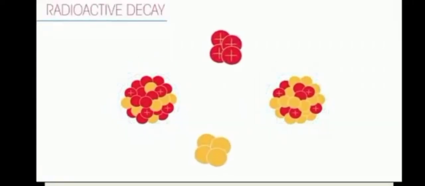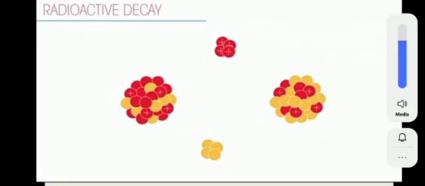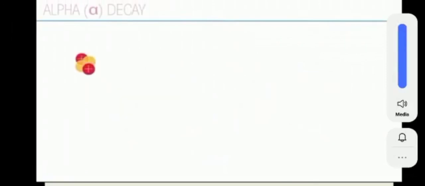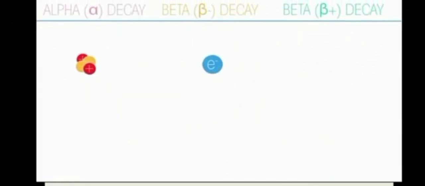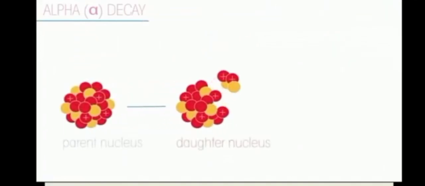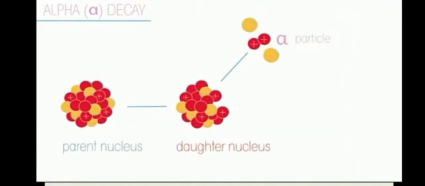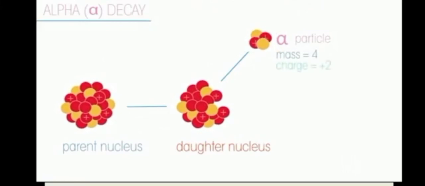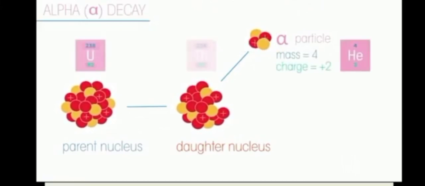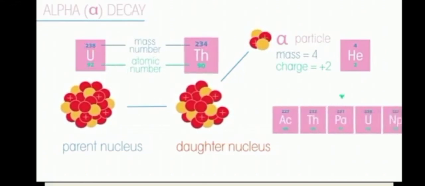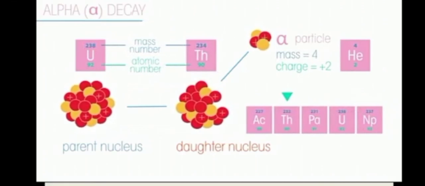Emit radiation. There are three types of decay: alpha decay, beta decay minus, or beta decay plus. Alpha decay is the loss of an alpha particle. An alpha particle is made of 2 neutrons and 2 protons. They have a mass of 4 and a charge of +2. When an atom loses an alpha particle, the mass number decreases by 4 and the atomic number decreases by 2. A new element is formed that is 2 places lower in the periodic table.